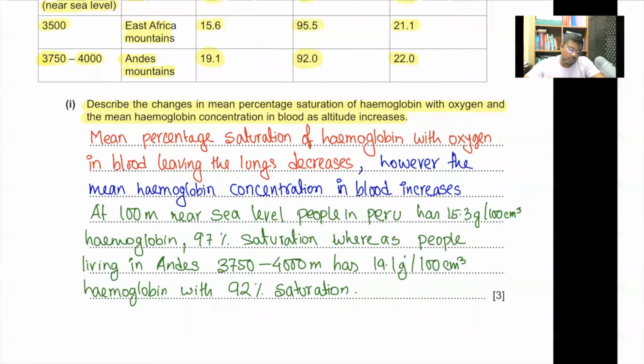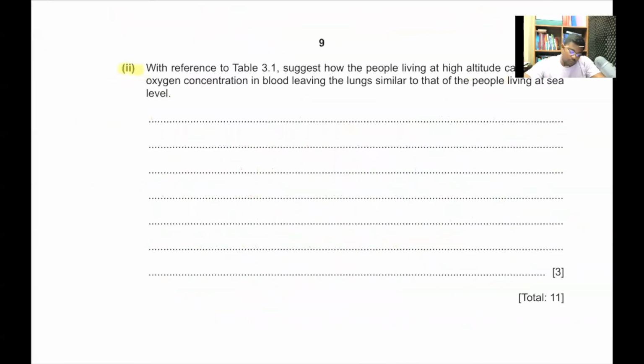Guys, moving to the next question. Part 2, with reference to table 3.1, suggest how people living at high altitude can have an oxygen concentration in blood leaving the lungs similar to that of people living at sea level. So the question says suggest.